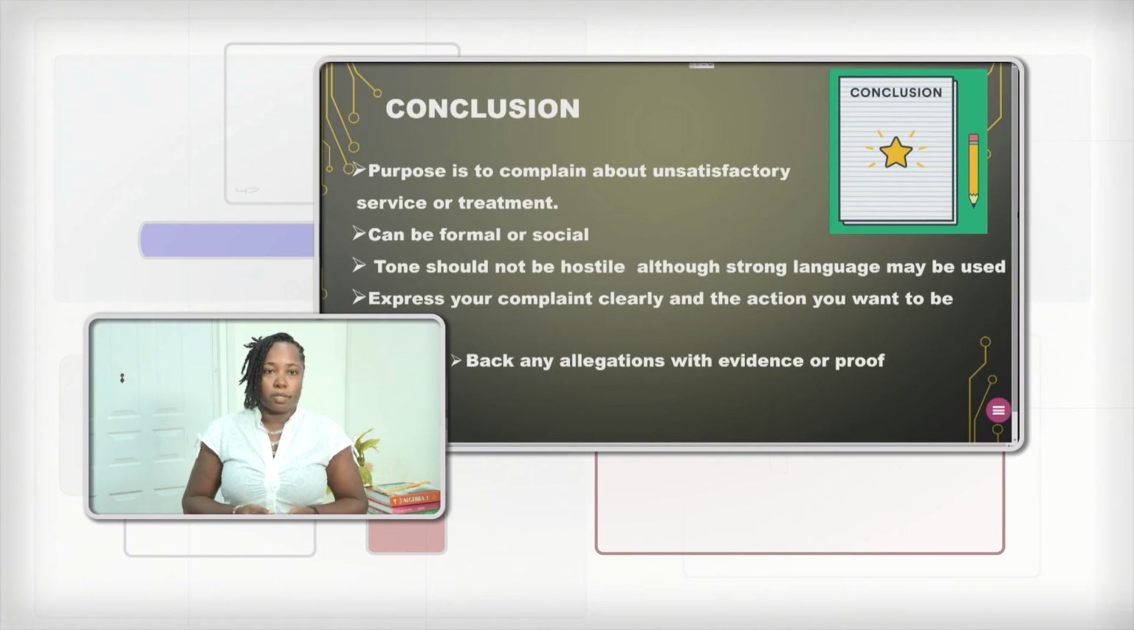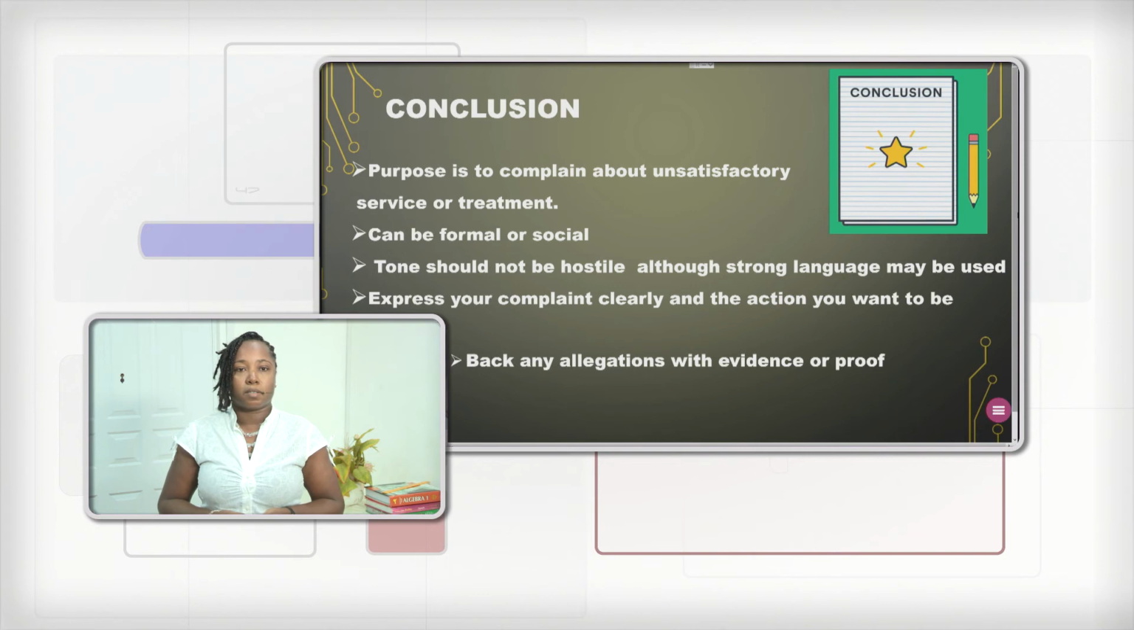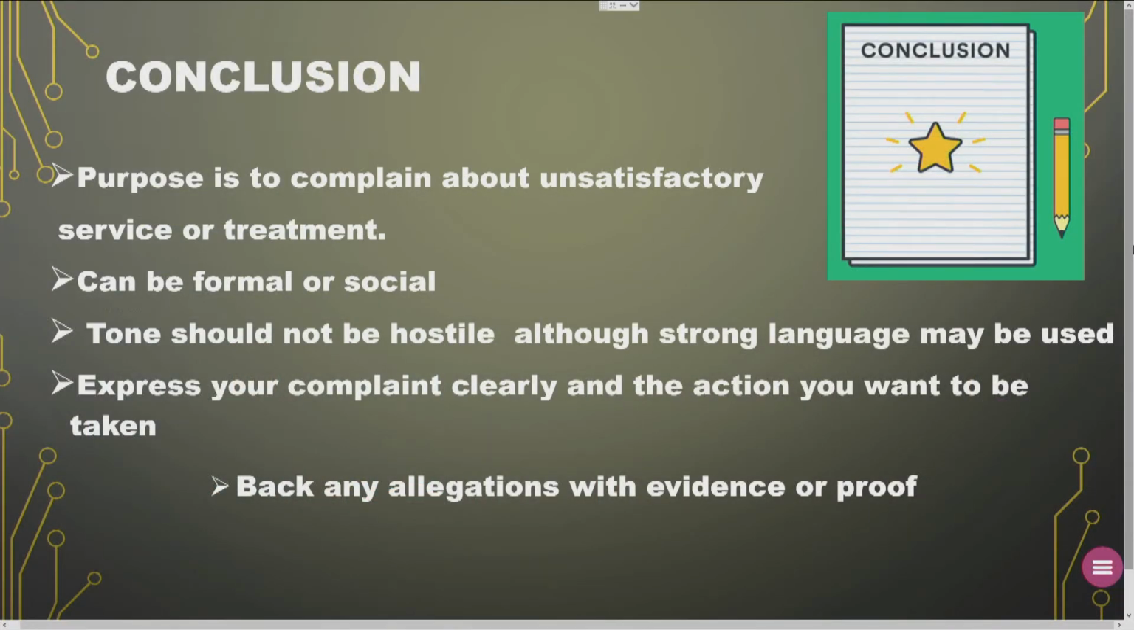Now, in conclusion, I just would like for you to remember that the purpose of the letter of complaint can either be to complain about unsatisfactory service or unsatisfactory treatment. It can be formal or social. The tone should not be hostile, although strong language may be used. And you should express your complaint clearly and the action you want to be taken. Back any allegations that you make with evidence or proof.